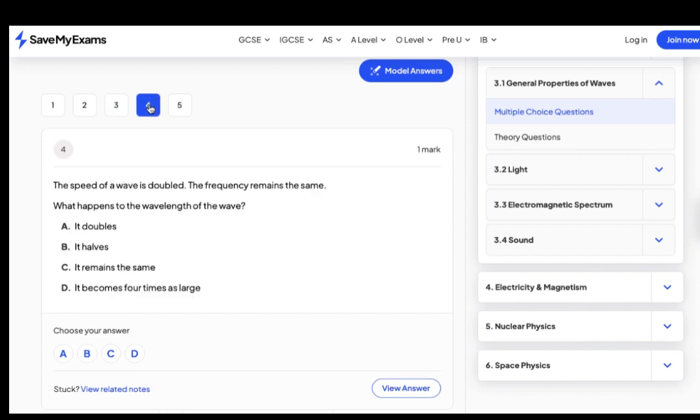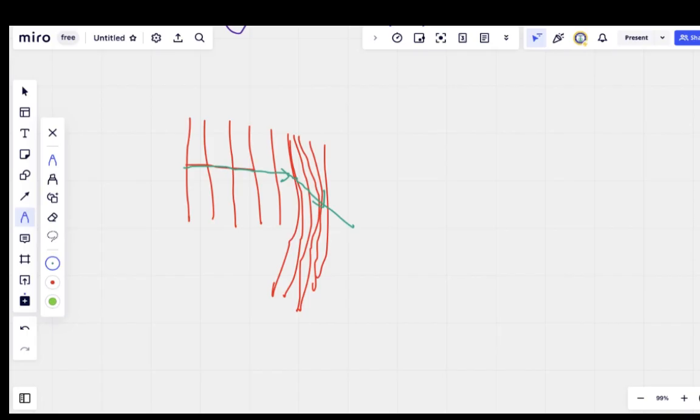The speed of a wave is doubled. You double the speed, the frequency remains the same. What happens to the wavelength of the wave? Remember the relationship between these concepts. You can just write the formula. Speed is equal to the wavelength, which we represent as lambda, multiplied by the frequency.